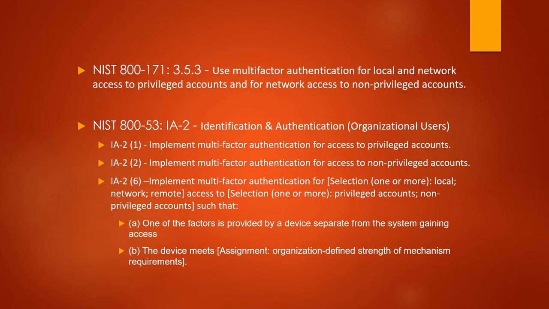And then we have for IA2 Enhancement 6, which requires that one of the factors of authentication be separate from the system that is gaining access. And the purpose of this control is to reduce the likelihood of compromising the authenticator or the credentials stored on the system. So by implementing one of the factors on a separate device, this provides greater security and an increased level of assurance within the authentication process.